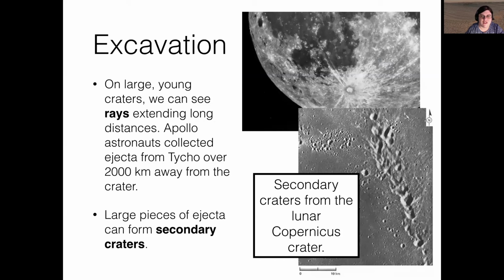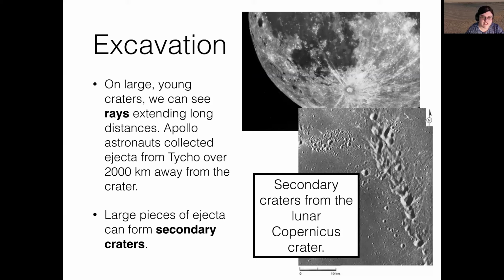Now, another thing you can notice on Tycho is that we can see those rays. We can see long streaks coming from the crater, as well as just the general ejecta blanket. In fact, this was really useful. One of the Apollo astronauts' landing sites was near one of those rays, so they brought back some rocks from Tycho. So we know a lot about that particular impact site, even though we didn't visit it.